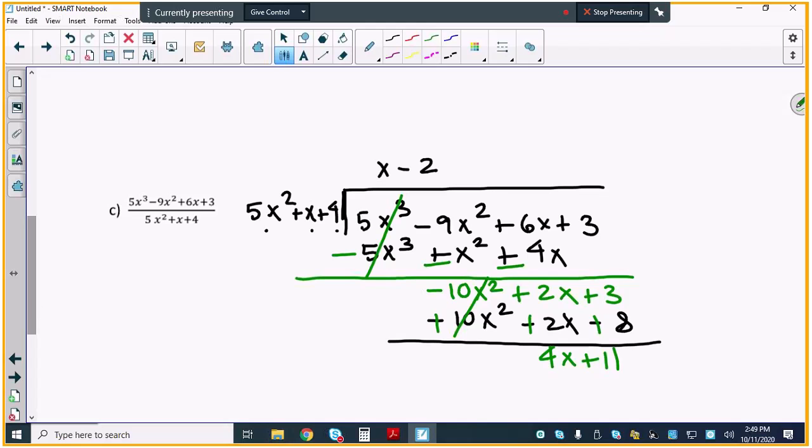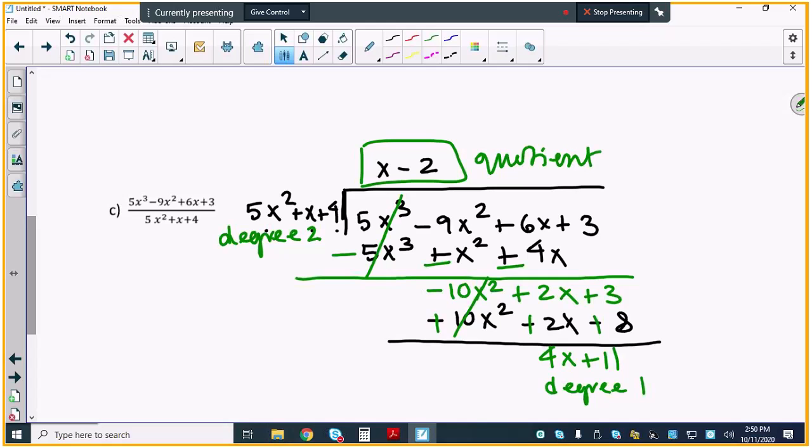And this problem, I will stop here. How come I'm going to stop here? Because this is a degree 1 polynomial, which is less than degree 2 polynomial. That's my divisor. So I already have a smaller degree polynomial, and I'm done with my division. So my quotient is x minus 2. That's the quotient function. And the remainder is this time a degree 1 polynomial, 4x plus 11.